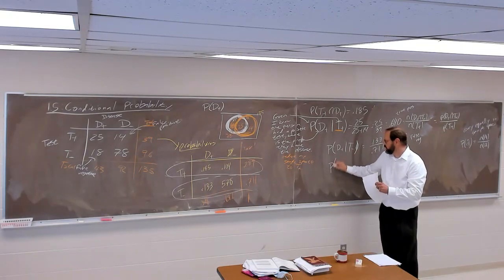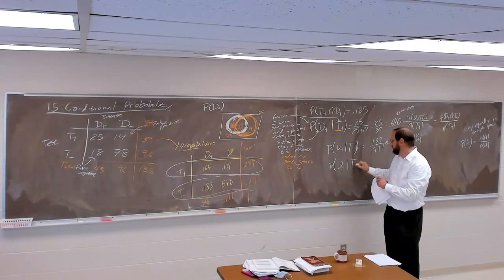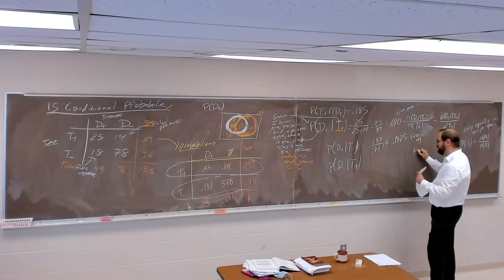And then, let's just go with one more, D minus given T plus. That would be our false positive.